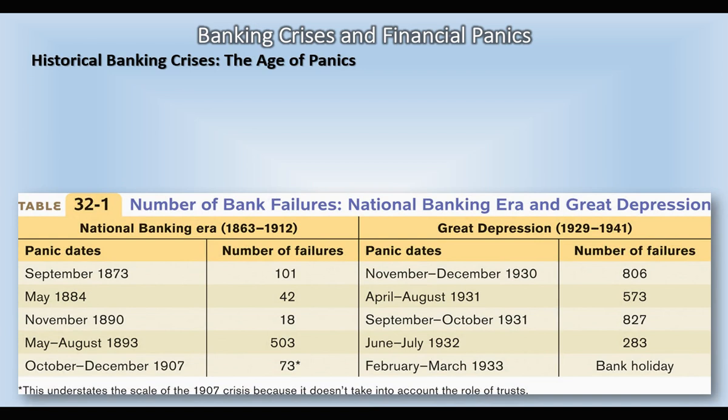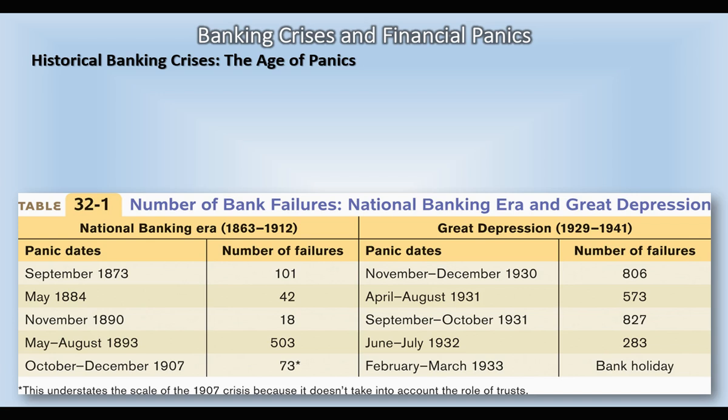So let's look at the brief history of these banking crises. The age of panic. So we had the national banking era, 1863 to 1912. Basically, the Federal Reserve Bank was introduced around this time period, which started the centralized banking era. But before that, you had these national banks that were sanctioned by the federal government, but they all kind of issued their own currency.